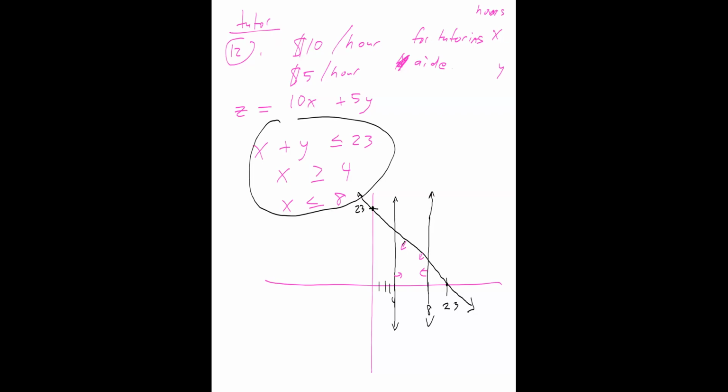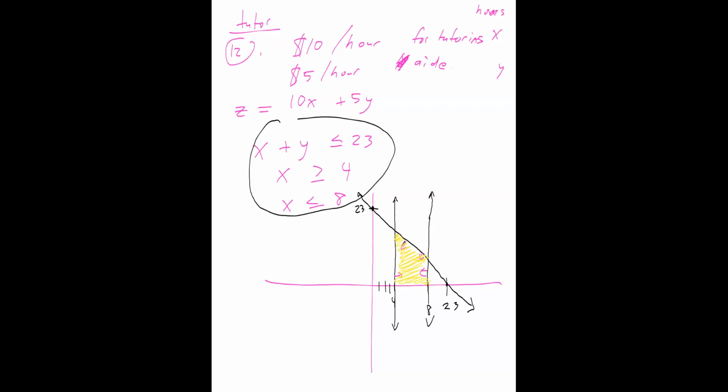Now they don't mention this, but you can't work for negative hours. You can't work for negative hours as a teacher so that you can work for more hours as a tutor, for example. So you just assume that you can't go below 0 hours. So I'm going to shade the feasible region. The yellow region is the part in that little box.